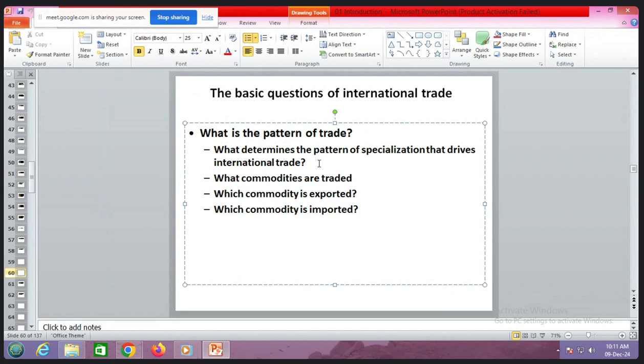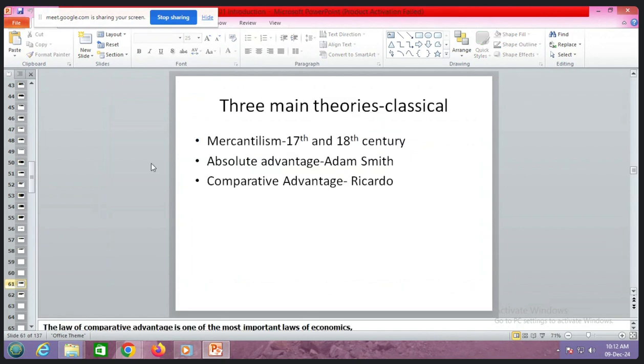If I'm going to completely specialize, that means I require Y also. So from where will I get Y? Will I be importing Y? Yes or no? Then we are going to understand. If I'm going to partially specialize, then I'm going to find out how much partial specialization I'm going to do, how much I'm going to export out of that, and how much I'm going to import. So these are some of the questions that we are going to answer.